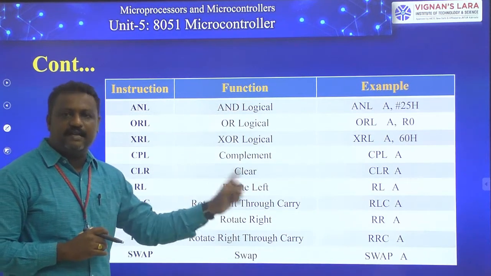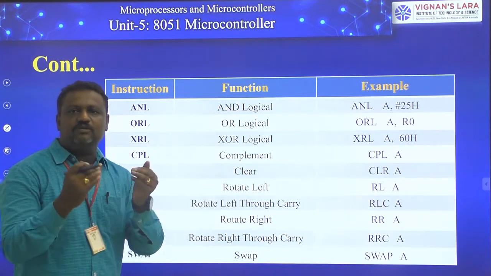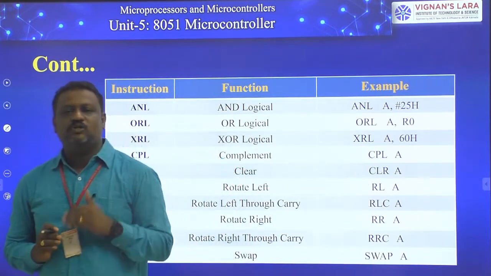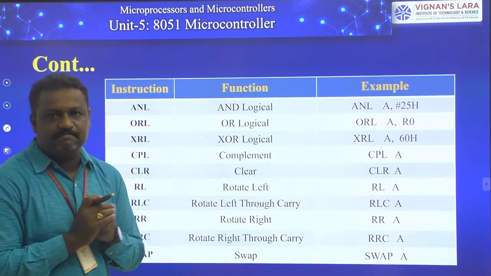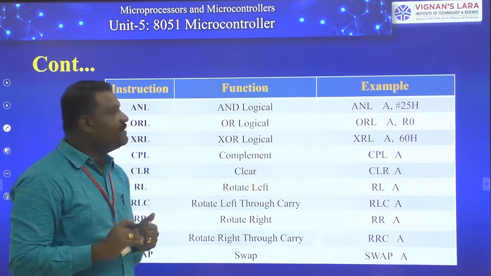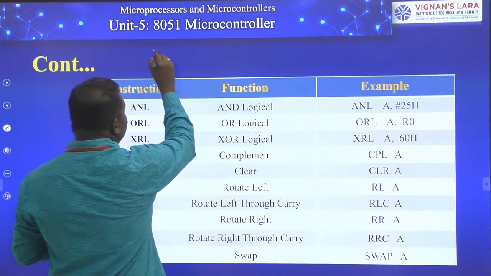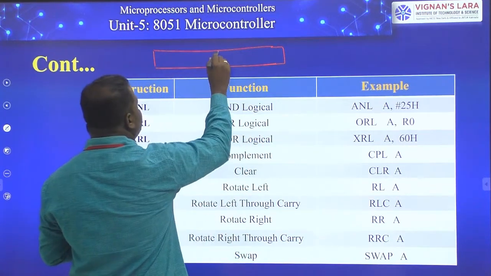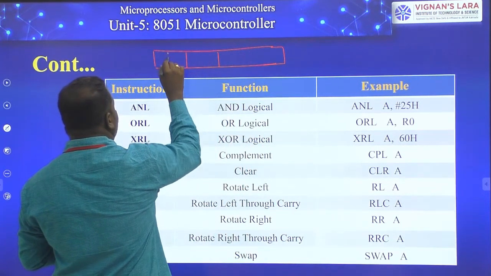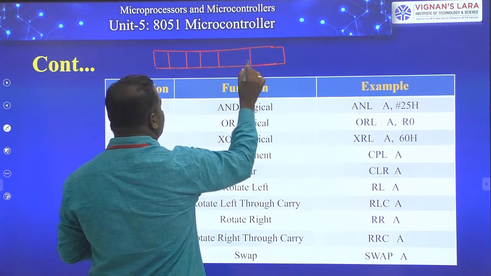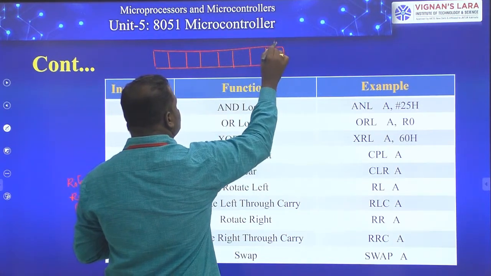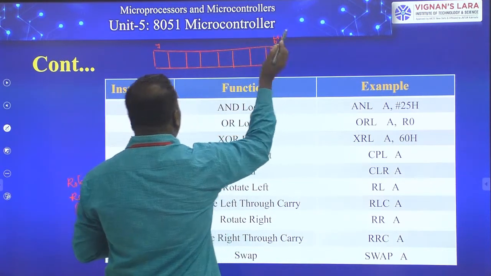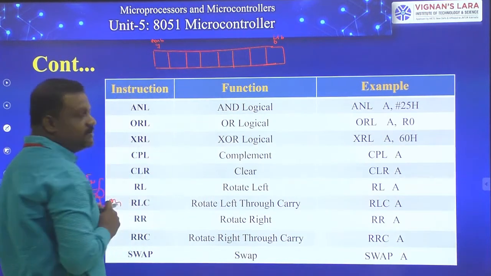RL means rotate left without carry. So, here my example is RL space A. That means rotate left the content of accumulator. For better understanding, I can go for an example. Let's assume this is my accumulator. We know that accumulator is an 8-bit register, so it has 8 bits like this, bit 0 to bit 7. Bit 0 we consider as LSB, and bit 7 we consider as MSB.